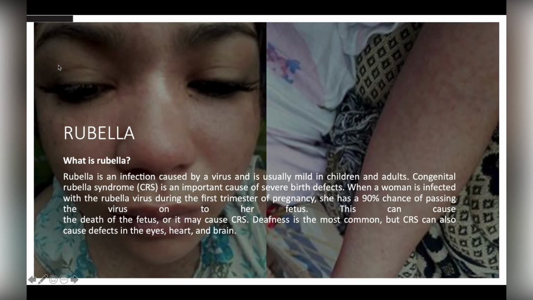Rubella. Rubella is an infection caused by a virus and is usually mild in children and adults. Congenital rubella syndrome is an important cause of severe birth defects. When a woman is infected with rubella virus during the first trimester of pregnancy, she has a 90% chance of passing the virus on to her fetus. This can cause the death of the fetus, or it may cause CRS.